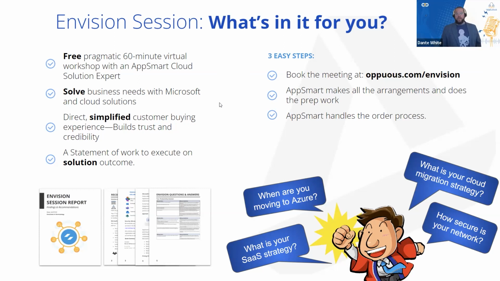Yeah. So 3 simple steps, right? When you're ready to book your Envision session, go to the link below or above, depending on what platform you're watching this on, right? And go to oppuous.com/envision, book your session. It's as easy as that. Jason and I, maybe another member of the team, depending on what platform that we're looking at for it, right? We'll spend an hour of our time with you, like we said.